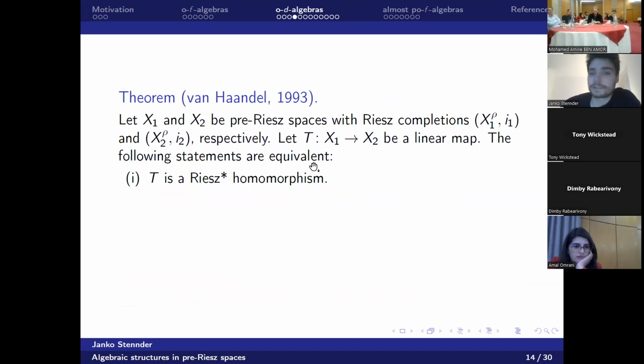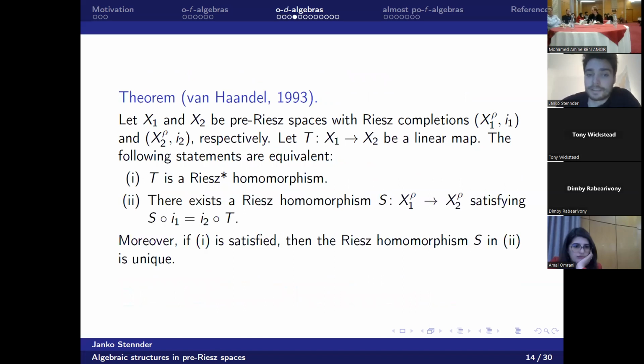Okay, now the characterization of the Riesz-star homomorphisms, also obtained by Van Handel. If we have two pre-Riesz spaces with their Riesz completions and some linear map between the pre-Riesz spaces, then this map is a Riesz-star homomorphism if and only if there exists a Riesz homomorphism on the Riesz completions such that this Riesz homomorphism extends T in the sense that it commutes with the embeddings in the Riesz completions. And this Riesz homomorphism is also unique.